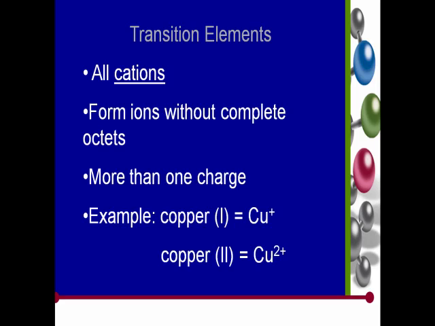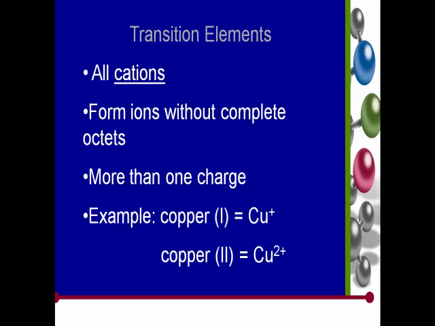The last group of elements we want to talk about forming ions today are the transition elements. And so the transition elements behave like all metals. In other words, they lose electrons to form ions. Remember that whenever you lose electrons, you form a positive ion known as a cation.